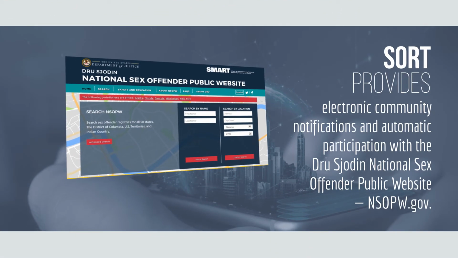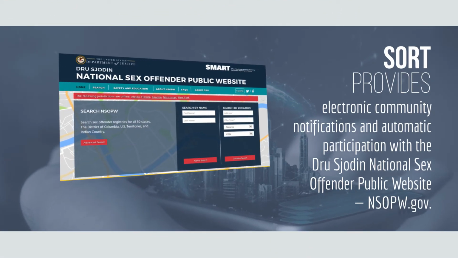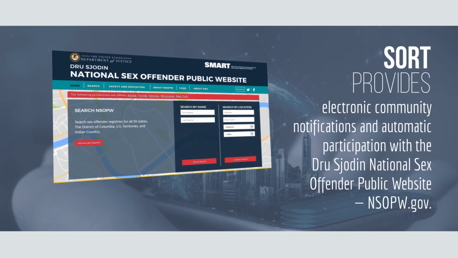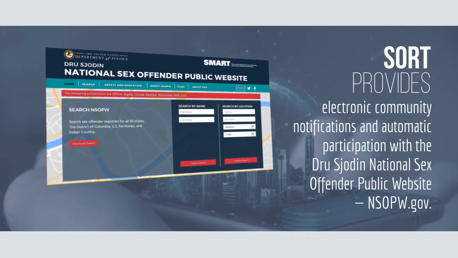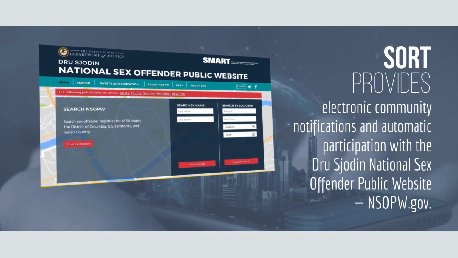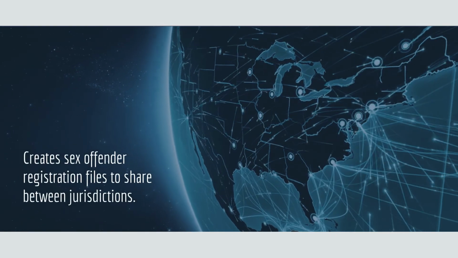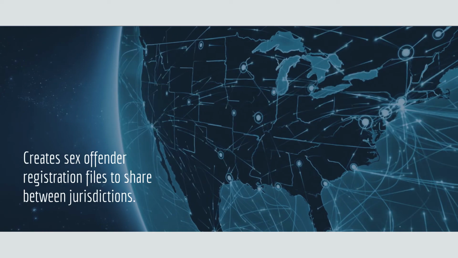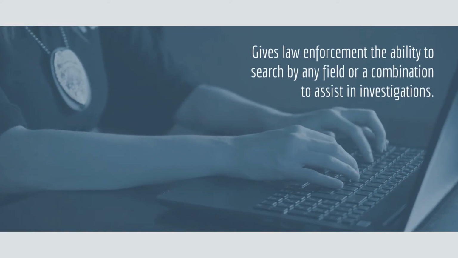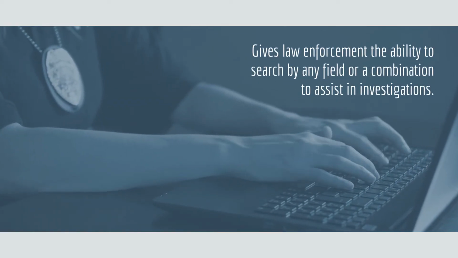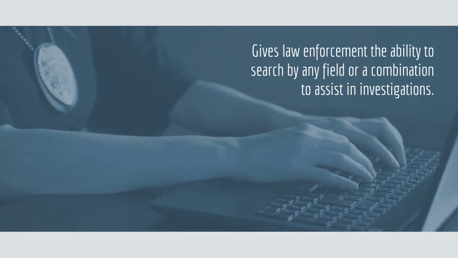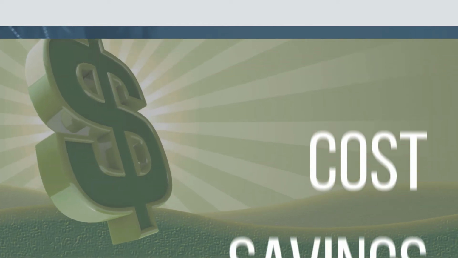SORT provides electronic community notifications and automatic participation with the Dru Sjodin National Sex Offender Public Website, nsopw.gov. Creates sex offender registration files to share between jurisdictions. Gives law enforcement the ability to search by any field or a combination to assist in investigations.